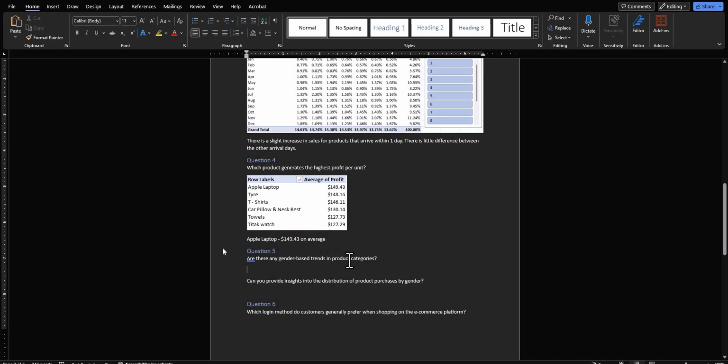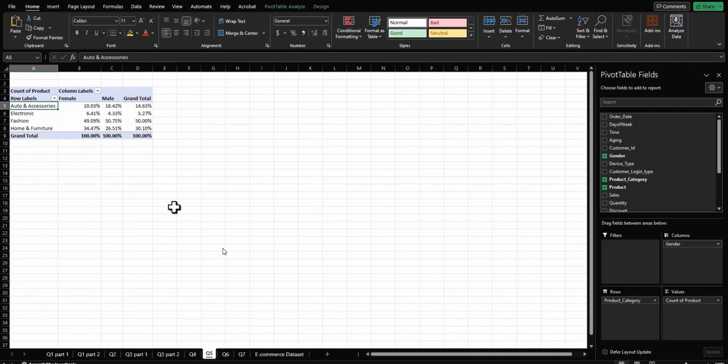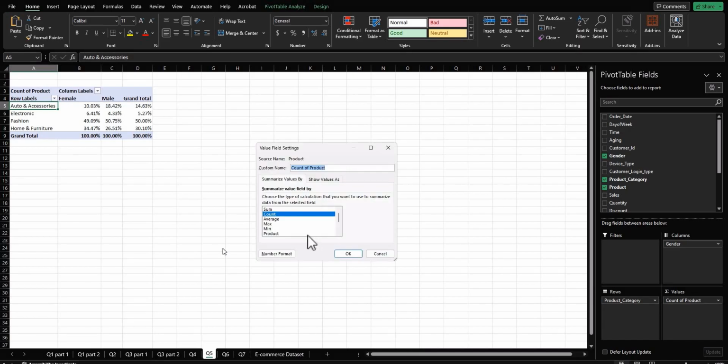Are there any gender-based trends in the product categories? Question 5. Any gender-based trends? So I added product category to the rows, gender to the columns. Very heteronormative genders here. What I saw here, I ended up adding the product to the values here. What I found, I'm using count of product.